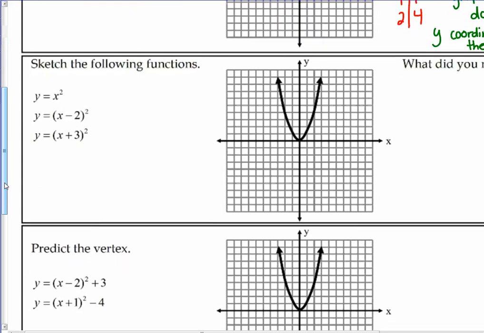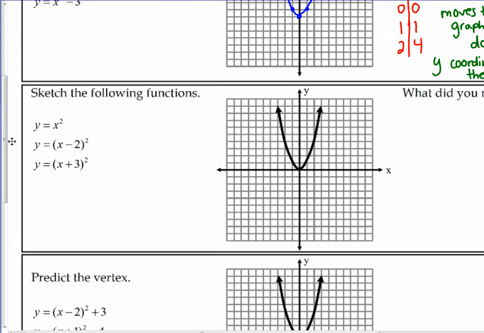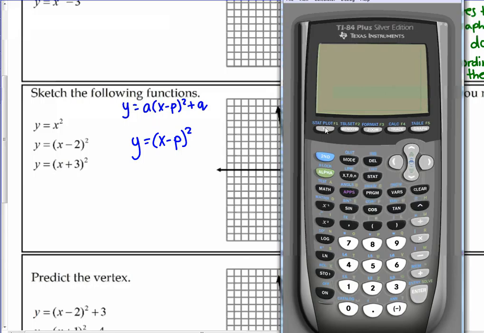Sketch the following function. Okay, if we're comparing it to vertex form up above, which variable are we looking at here? P. Okay, we're going to look at P. What does P do to the graph? It's going to move it. Let's take a look. So go back to your graph. Clear this y2. We're going to leave x squared. Here we're going to type in x minus 2 squared. Oh, shoot. I hate when I do that. There you go. Okay. Got it?